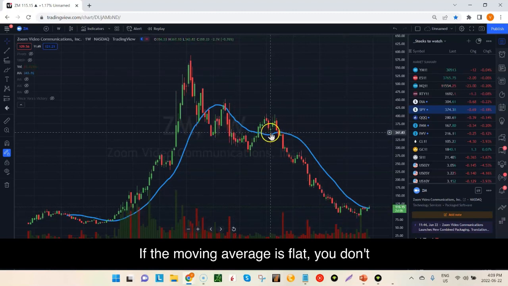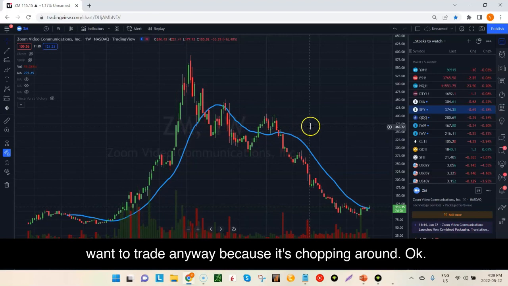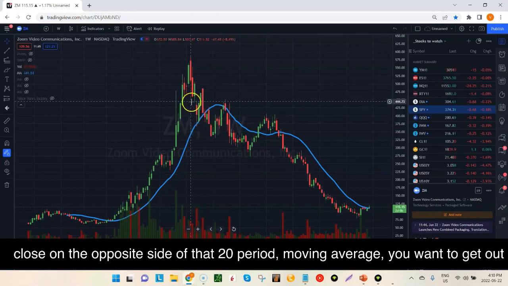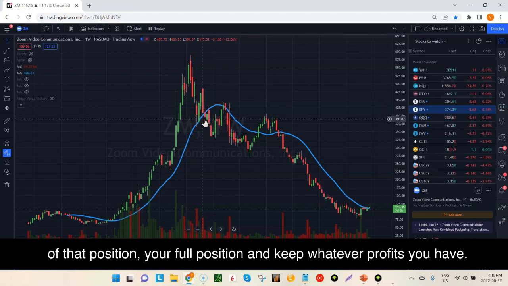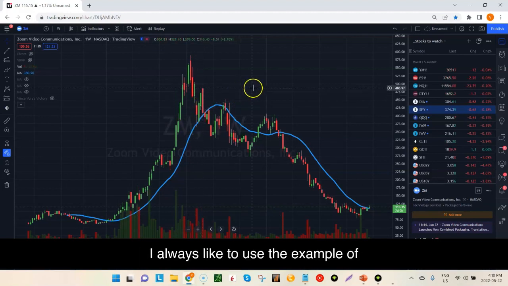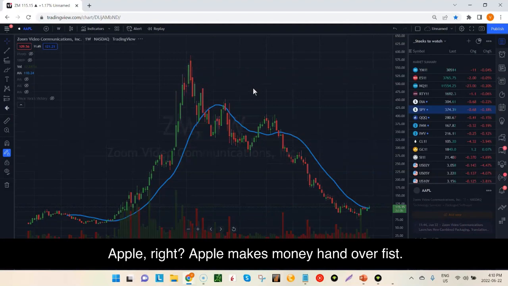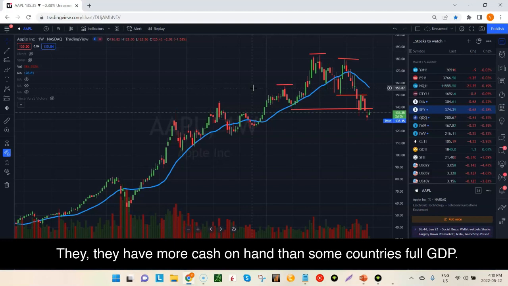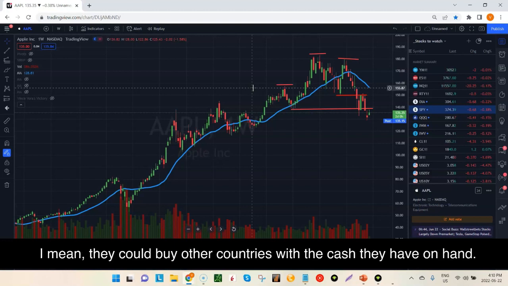If the moving average is flat, you don't want to trade anyway because it's chopping around. Okay. But if you're in a sustained trend, up or down, and you get a close, not a trade, but a close on the opposite side of that 20-period moving average, you want to get out of that position, your full position, and keep whatever profits you have. It doesn't matter how strongly you believe in a company. I always like to use the example of Apple, right? Apple makes money hand over fist. They have a great product line, okay? They have more cash on hand than some countries' full GDP. I mean, they could buy other countries with the cash they have on hand.